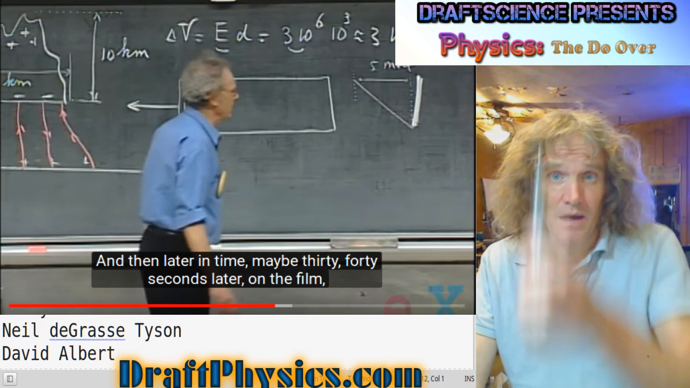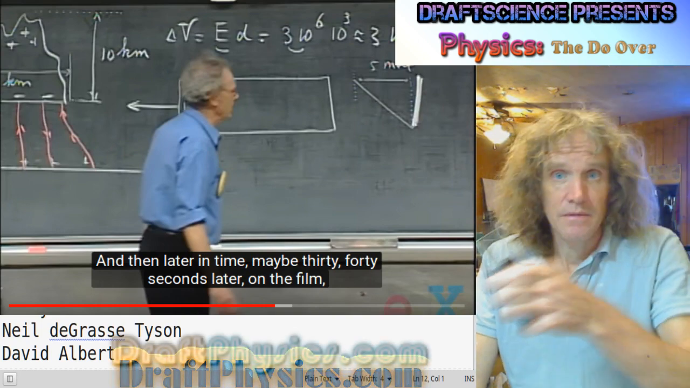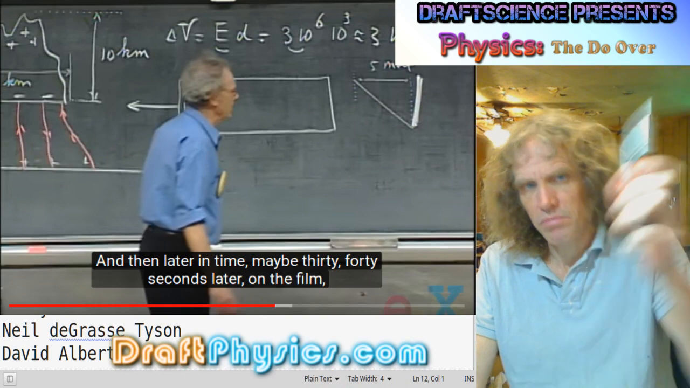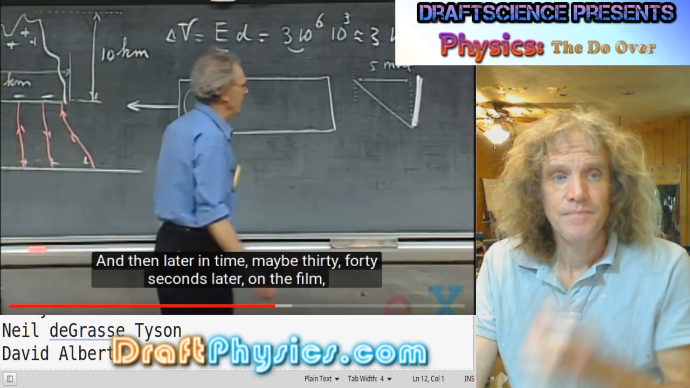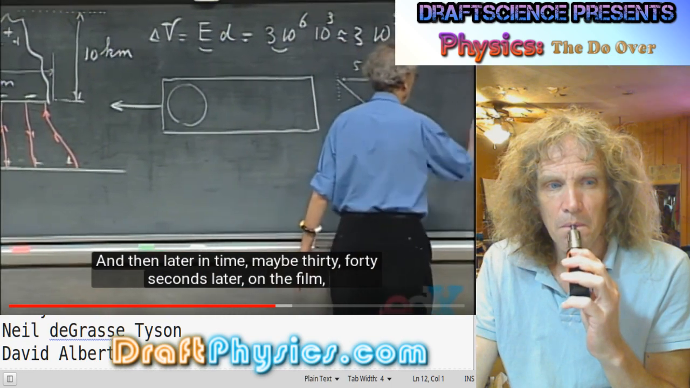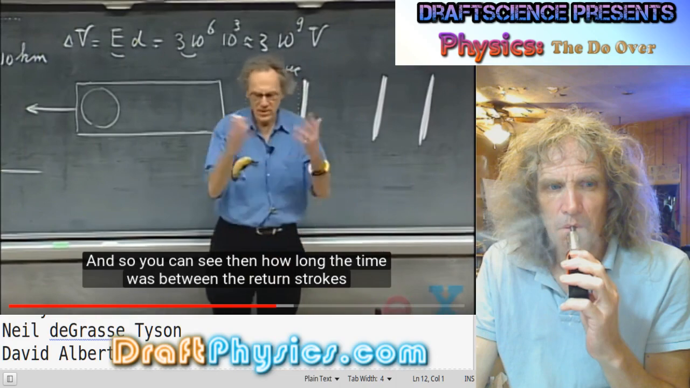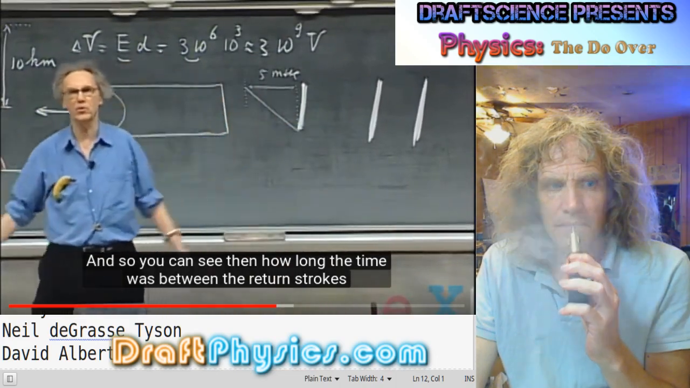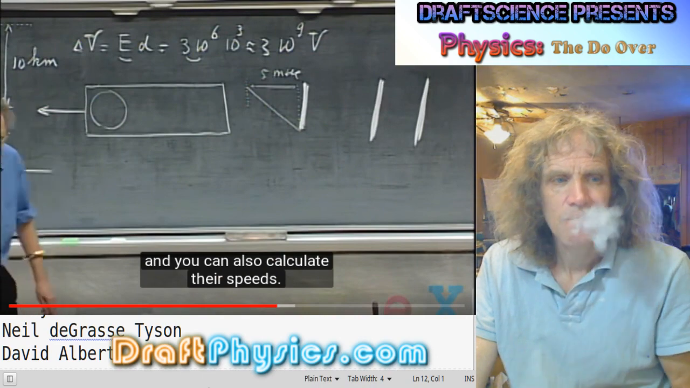So it's really a straight line, but the lens will be moving, so it'll be in different locations. Later in time, maybe 30, 40 seconds later on the film, you may see another return stroke, and you may see another one. And so you can see then how long the time was between the return strokes, and you can also calculate their speeds.